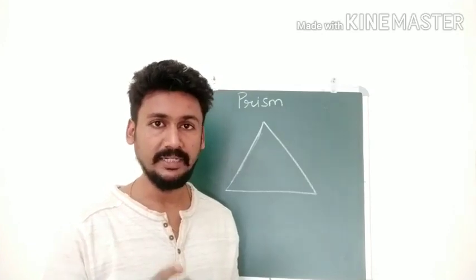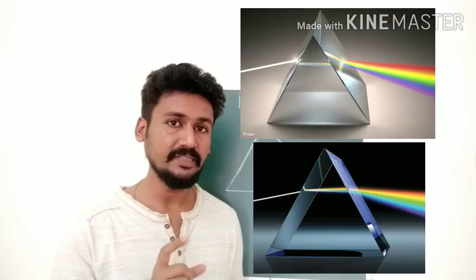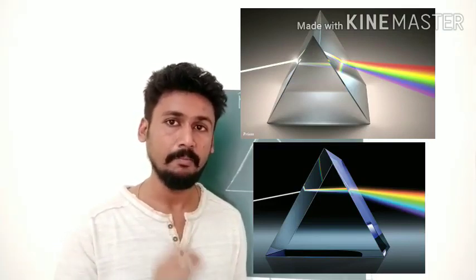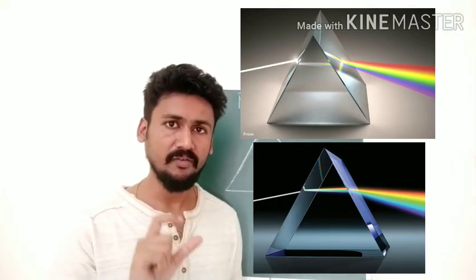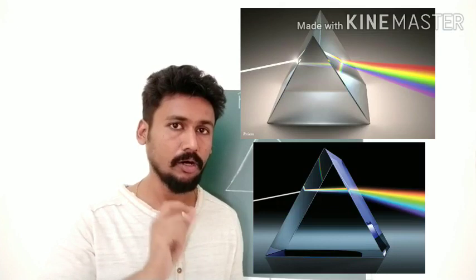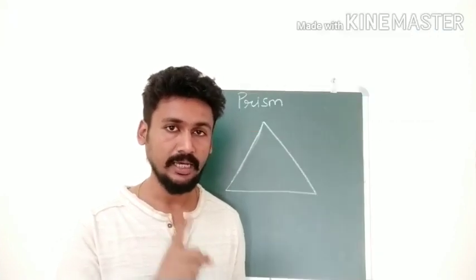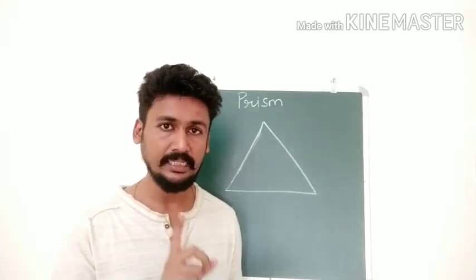Now what is a prism? You can see some diagrams on the screen. A prism is basically a three-dimensional structure made up of a transparent material. A prism can be made of glass or any kind of transparent material. It need not be glass only, but a transparent material should be there. So using a transparent material, if we make a shape like this, we call that a prism.